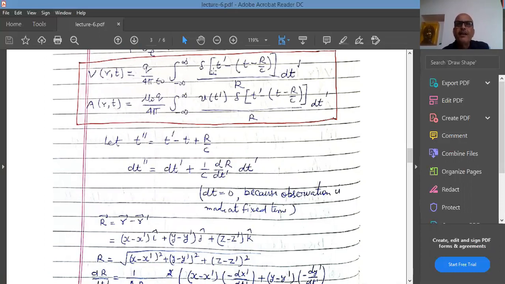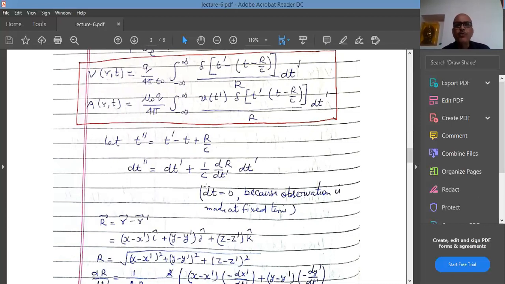So we assume that this quantity in the delta function, t dash minus t plus r over c, is equal to t double dash. Although this is equal to 0, since the delta function is not equal to 0, we are going to apply mathematics on it. So we assume this to be a new variable, that is t double dash. We now differentiate this. So dt double dash is now dt dash, because dt is equal to 0, since the observation is made at a fixed time and also at a fixed position. The field point, the point of observation, is fixed, R is fixed, and t is also fixed.